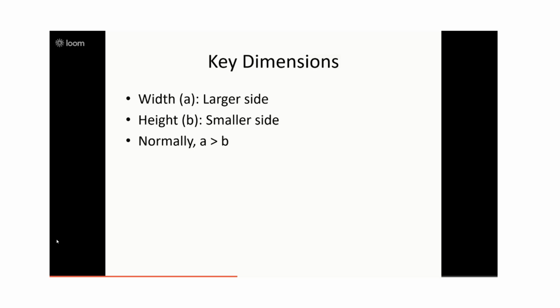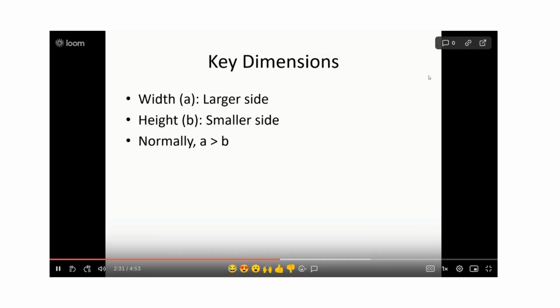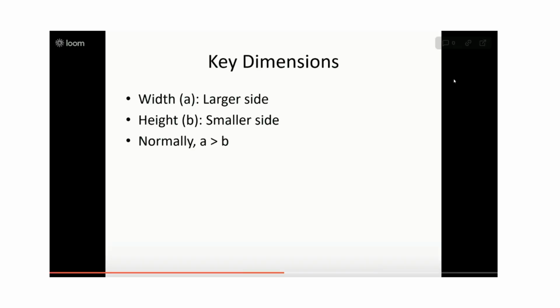There are a few important dimensions that we need to work with in rectangular waveguide microwave engineering, such as the width, which is denoted by A, and the height, which is denoted by B. These two are very important dimensions of a rectangular waveguide. A is also known as the larger side of the rectangle, and B is known as the smaller side of the rectangle. Typically, the width is greater than the height, so A is greater than B, and these dimensions determine the operating frequencies and the type of wave modes the waveguide can support.